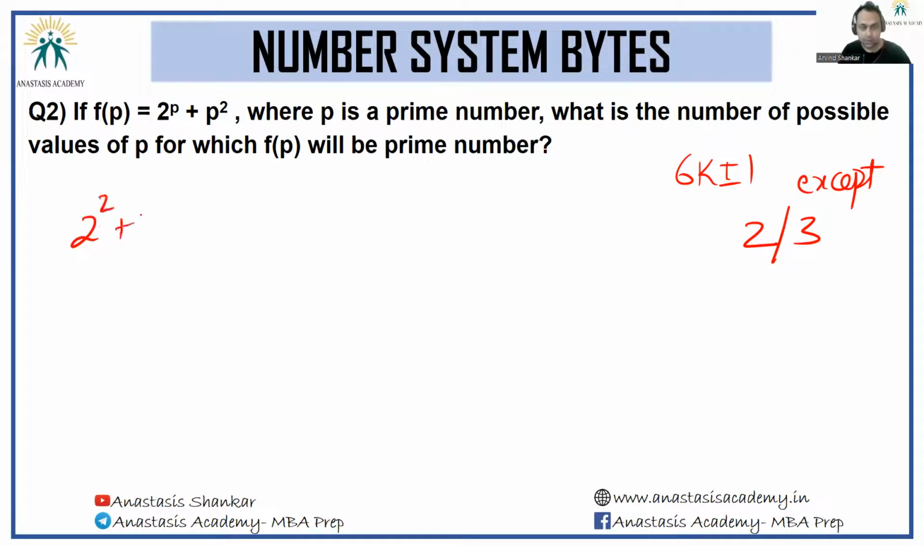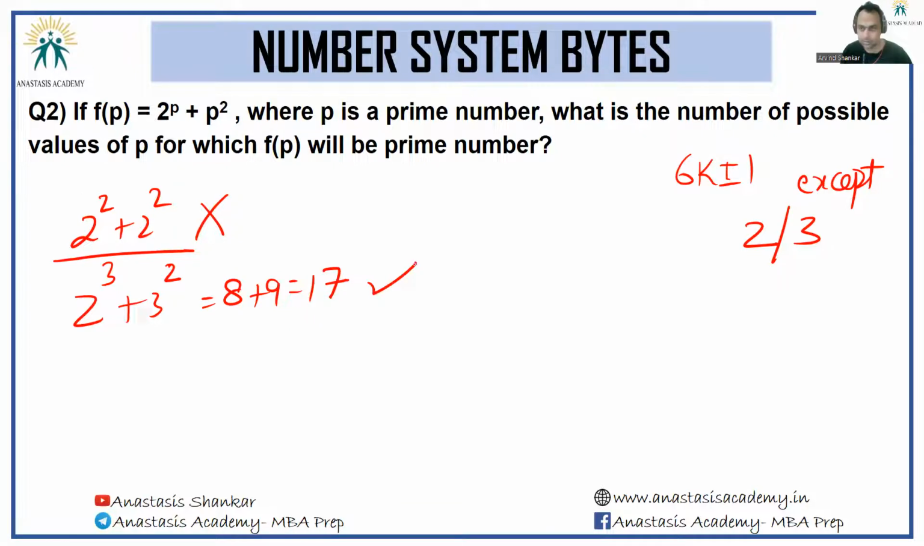2 raised to the power 2 plus 2 raised to the power 2. It will be an even number apart from 2. So this will not be prime. 2 raised to the power 3 plus 3 raised to the power 2 gives me 8 plus 9, which is equal to 17. So yes, this is a prime number.